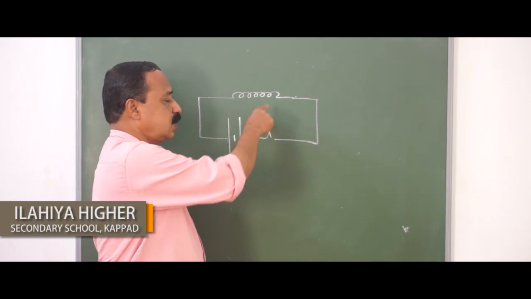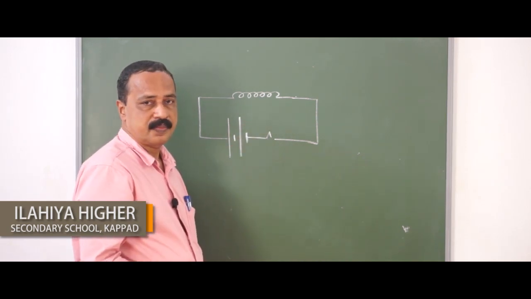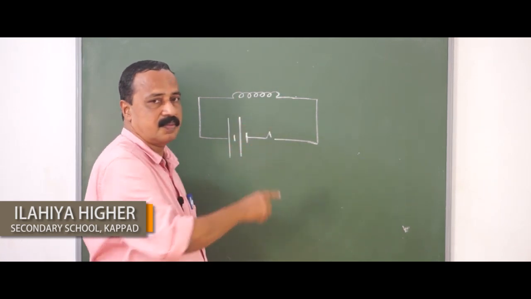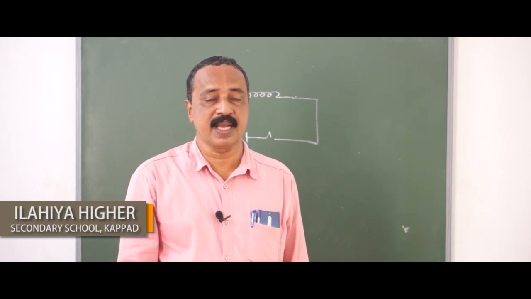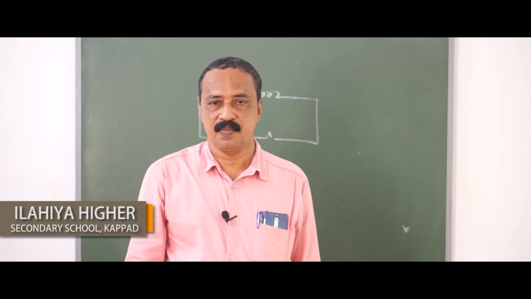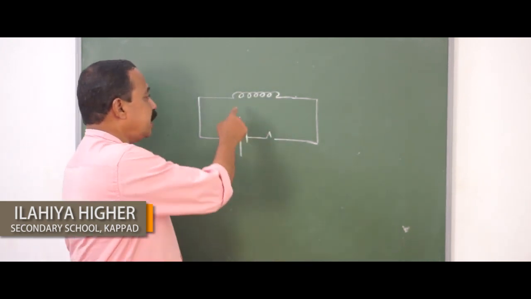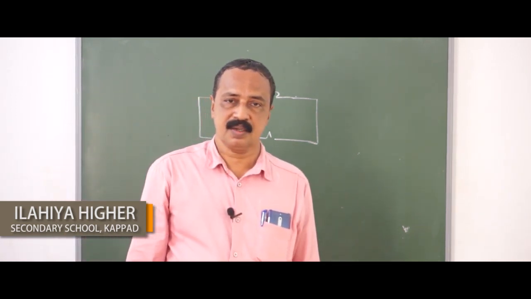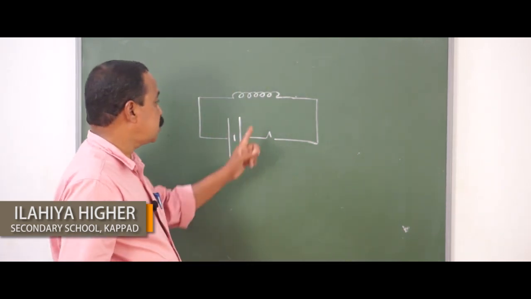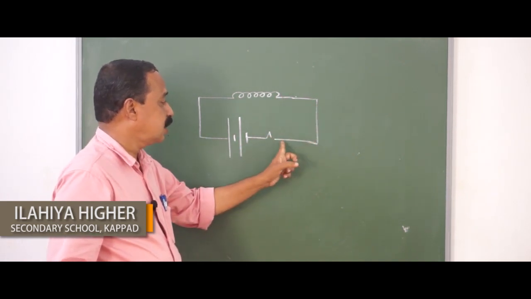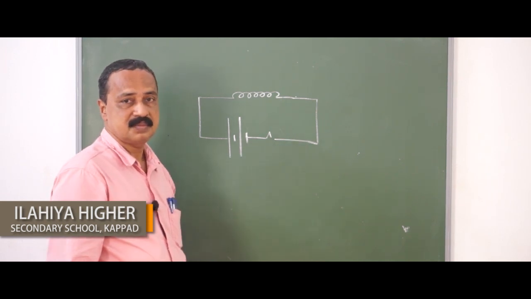When current passes through this wire, it becomes red hot. Why does this become red hot? There are so many reasons. Why does this wire also get the same heat?